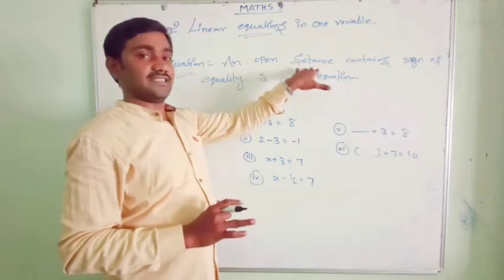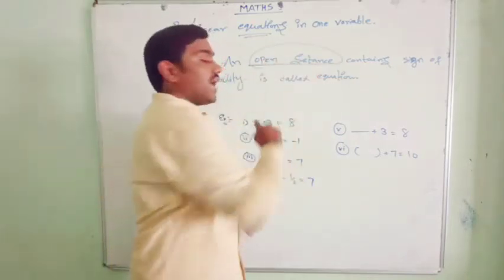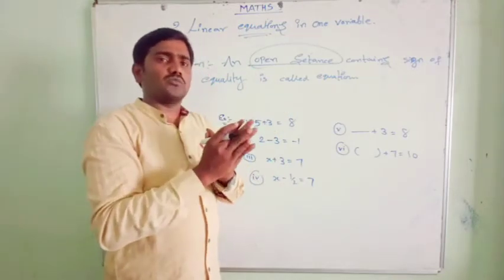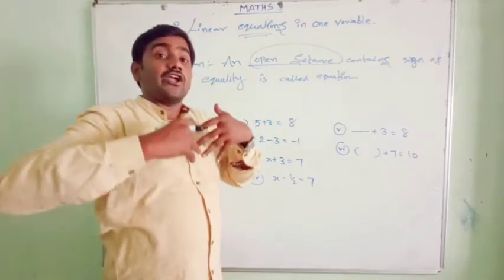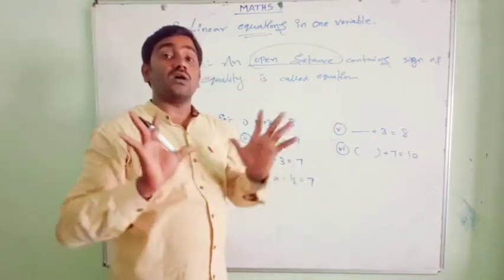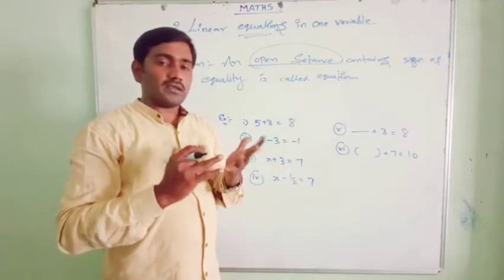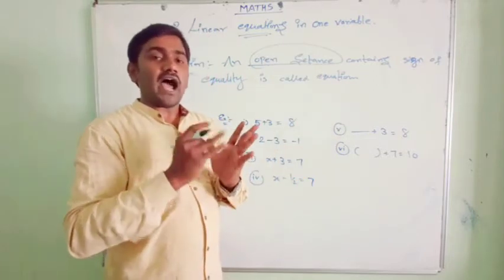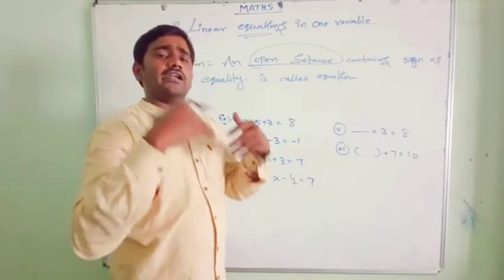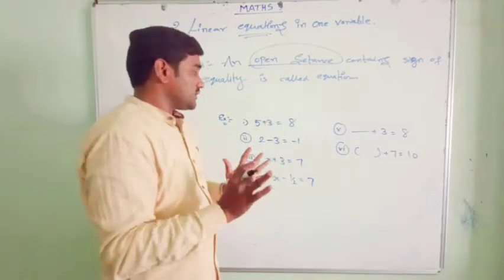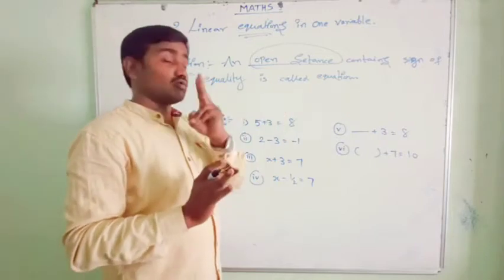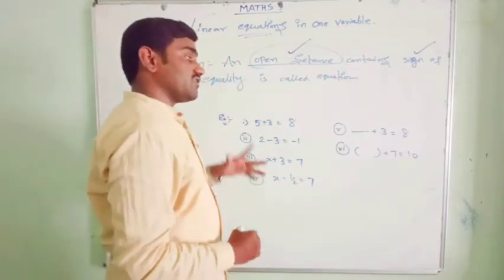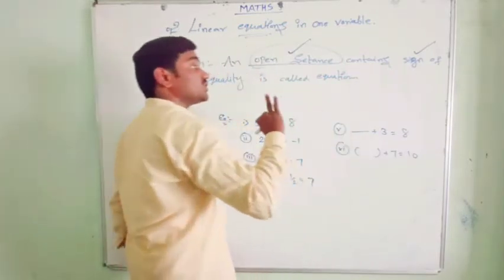What is the meaning of an open sentence? An open sentence in the sense, there should be a blank or a variable or something in which we are able to substitute any value. It is called an open sentence. That's our wish; we can substitute any value at that particular place. Either it may be a variable, or a blank, or a bracket. See, an open sentence contains sign of equality. Two conditions are there: an open sentence should be there and the sign of equality, the equal symbol, should be there. Okay, then only it is called an equation.